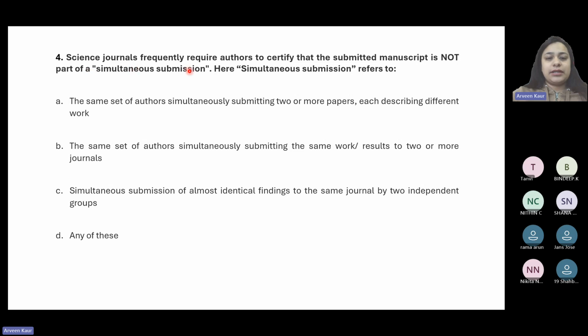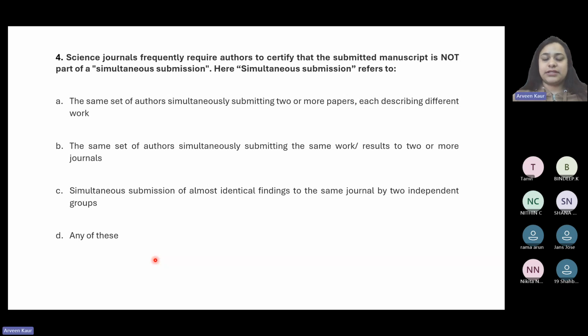Science journals frequently require authors to certify that the submitted manuscript is not a part of simultaneous submission. Here, simultaneous submission refers to the same set of authors simultaneously submitting two or more papers, each describing different work, or the same set of authors simultaneously submitting the same work or results to two or more journals, or simultaneous submission of almost identical findings to the same journal by two independent groups, or any of these.